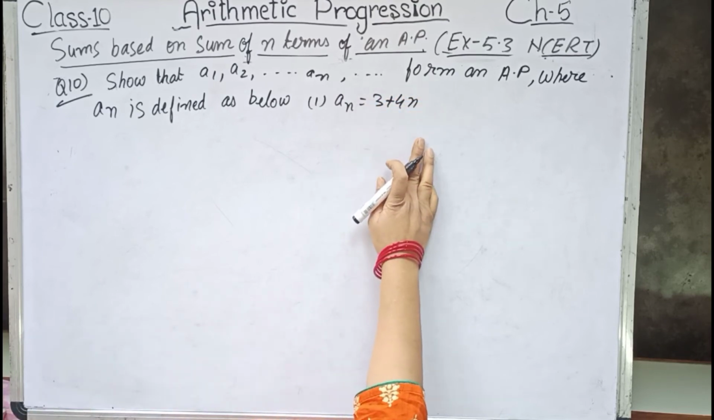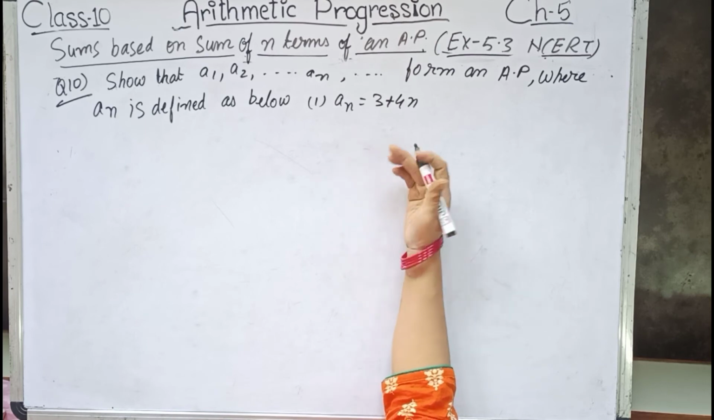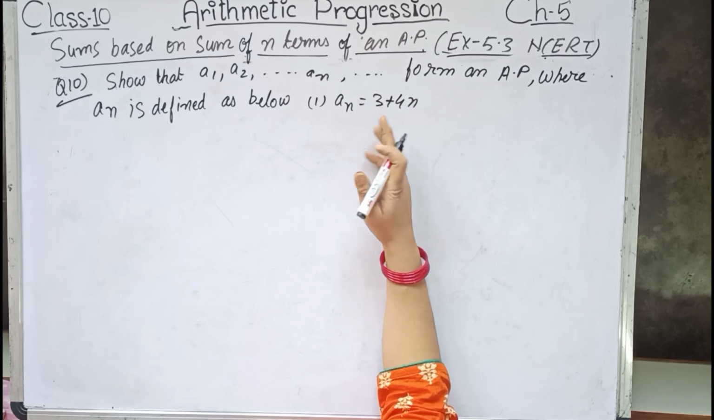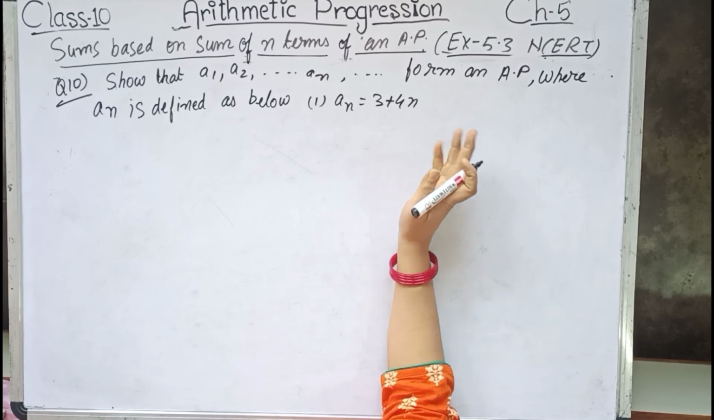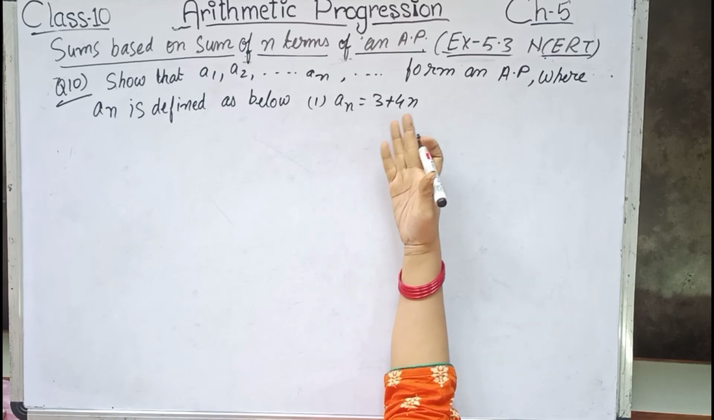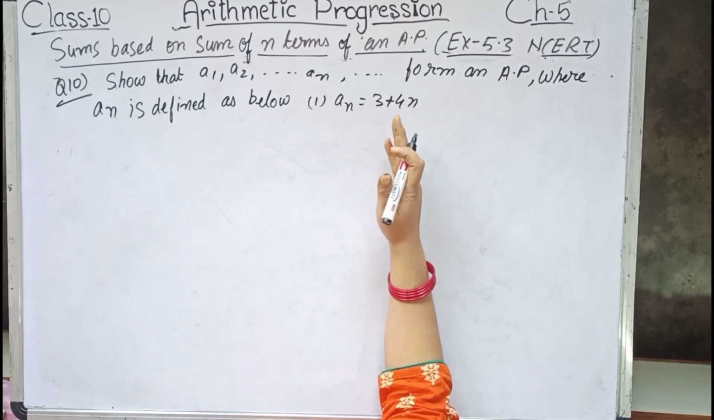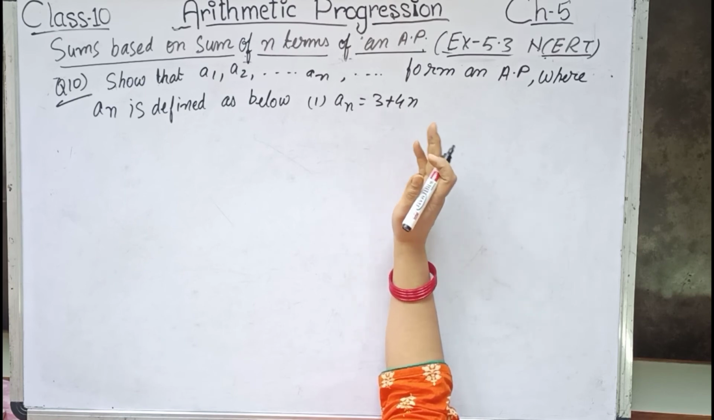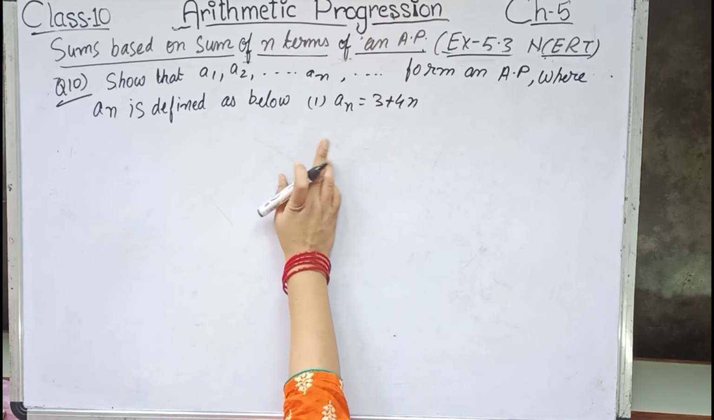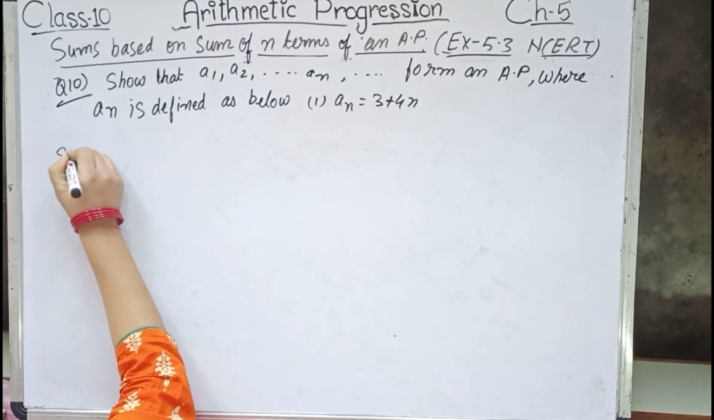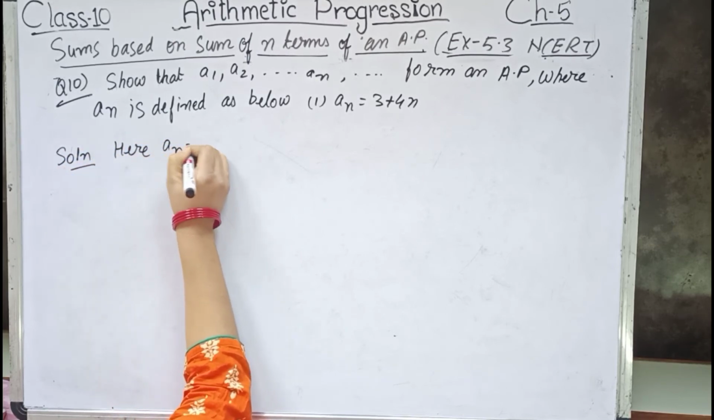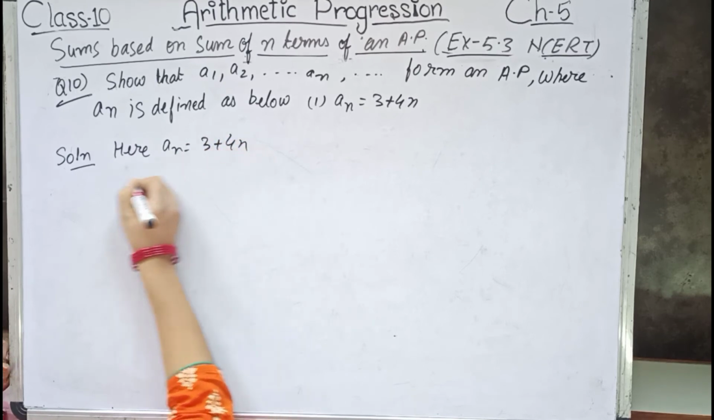Now children, whenever such a sum comes where the nth term or the sum till n terms is given in terms of n, obviously we get the values of A1, A2, A3 and so on by putting n equals 1, 2, 3 and so on. Similarly, if Sn is given, suppose Sn equals 3 plus 4n, then we will get S1, S2, S3, S4 and so on by putting n equals 1, 2, 3, 4 and so on. So let us do this sum as follows. Solution. Here An equals 3 plus 4n.